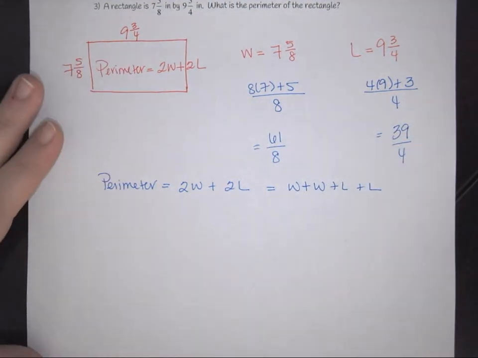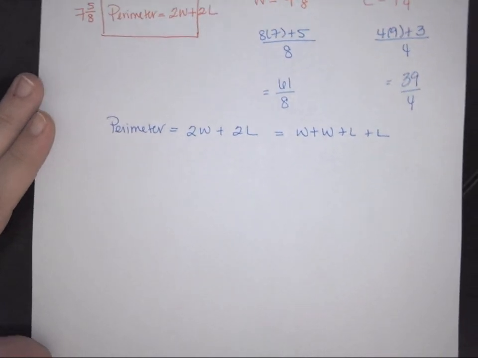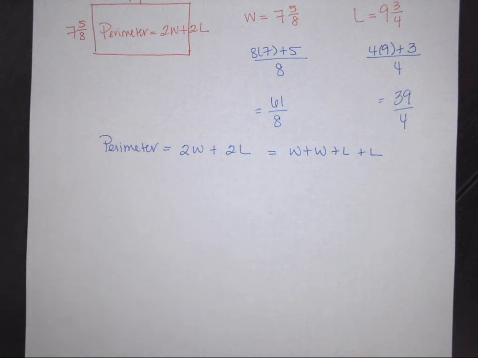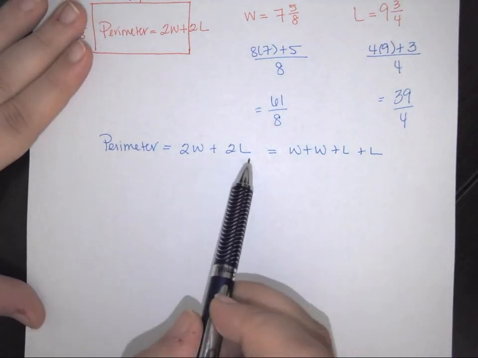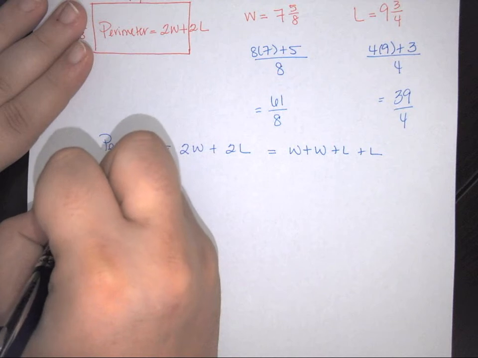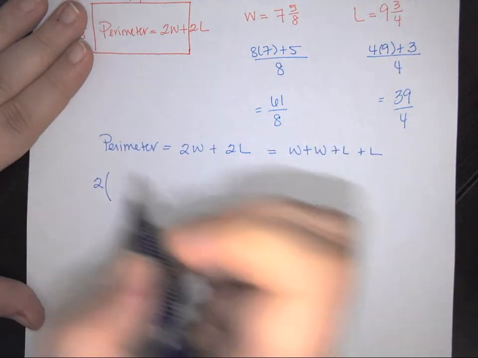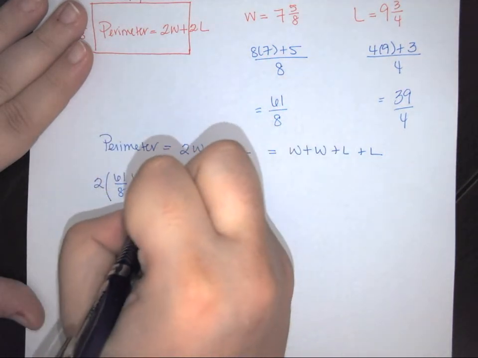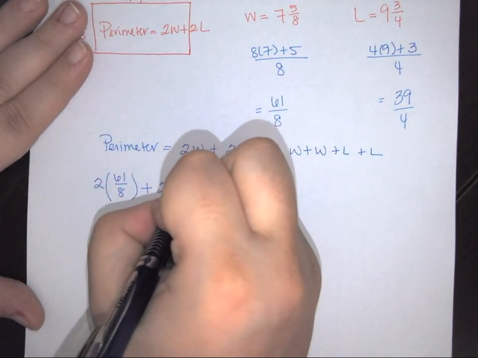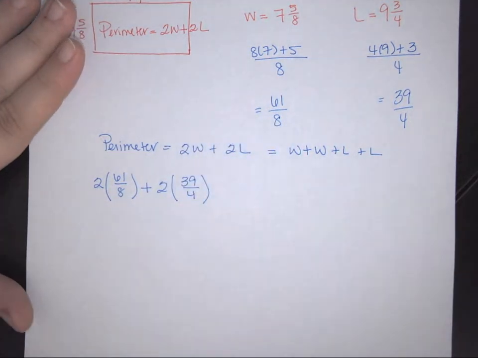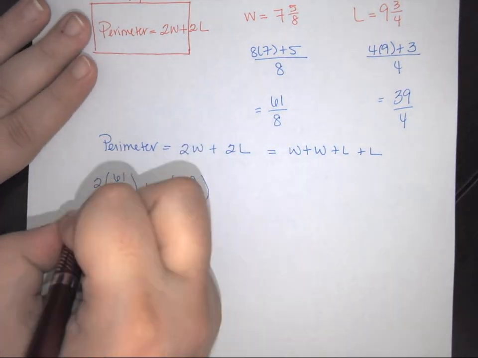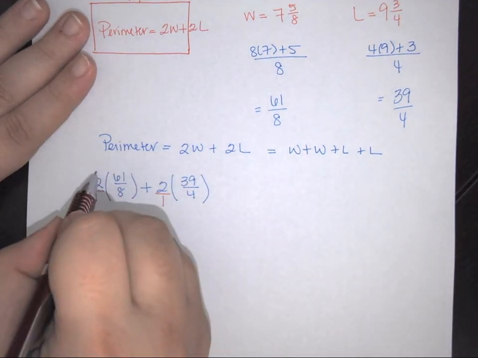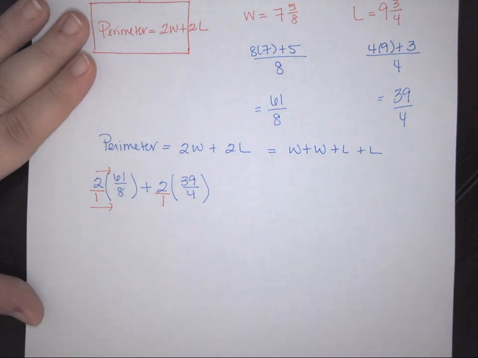So we can actually set this up in two different ways, and I'm going to go ahead and run through both ways fairly quickly, just so you can see both approaches. If we use the multiplication approach first, we're setting up 2 times our width, 61 over 8, plus 2 times our length, 39 over 4. When we multiply, we need to remember that the 2 is a whole number on the outside, and multiply says you go straight across the top and straight across the bottom.